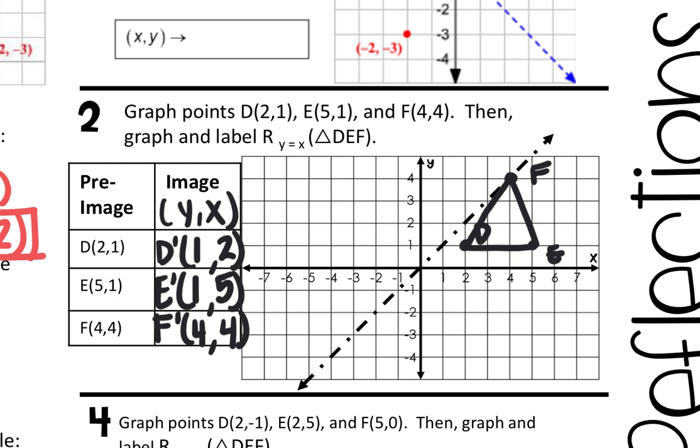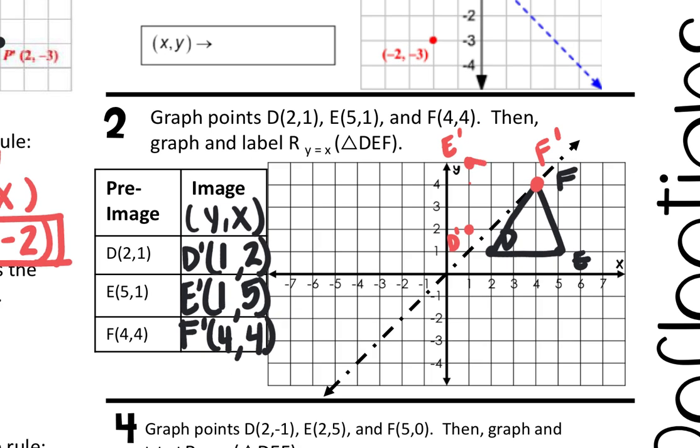D prime (1, 2): find 1, and then I go up to right there. This is D prime. E prime (1, 5): find 1, go up 5. This is E prime. And then F prime (4, 4). This one actually stays in the same position, right? So this is my F prime. I'm going to connect my points. And you can see how there's a reflection over the line y equals x.